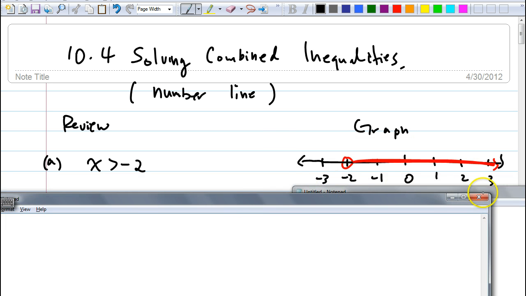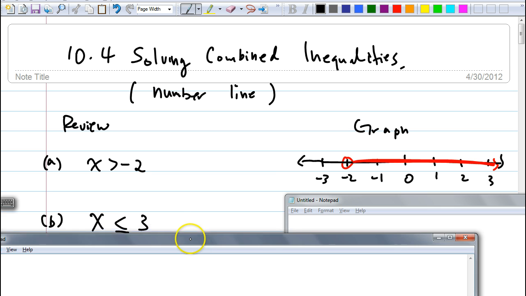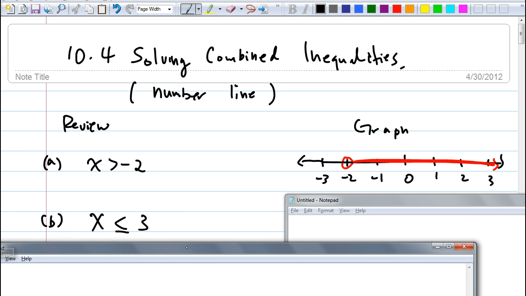Easy enough? Can you do the same thing for this one here? x less than or equal to 3. Go ahead, I'll wait. It's really simple. But use the same number line as the one above. Does that make sense? Go ahead and graph it. Use the same exact number line as what we have up here, and then graph it.